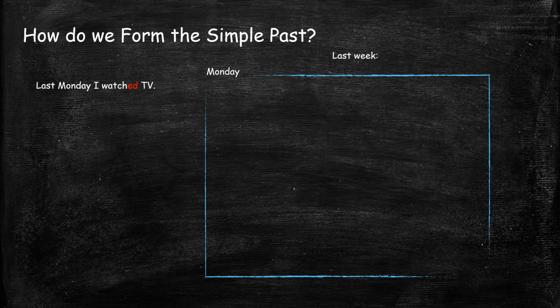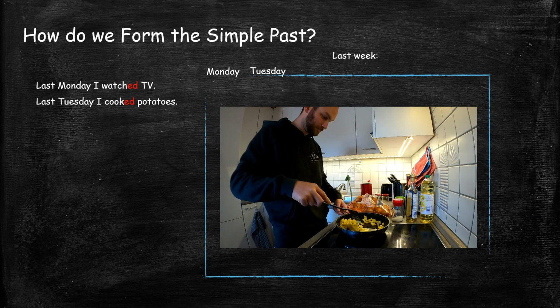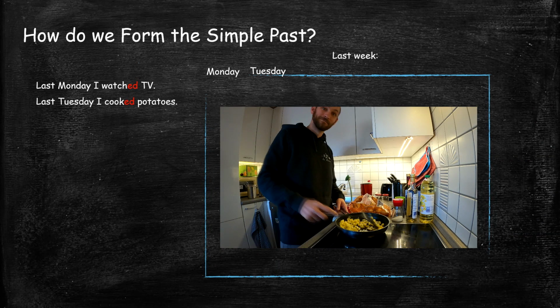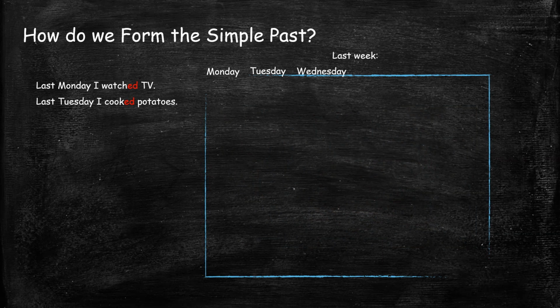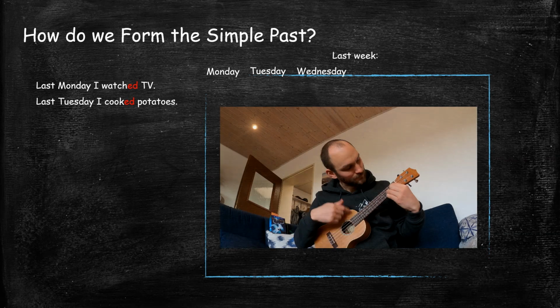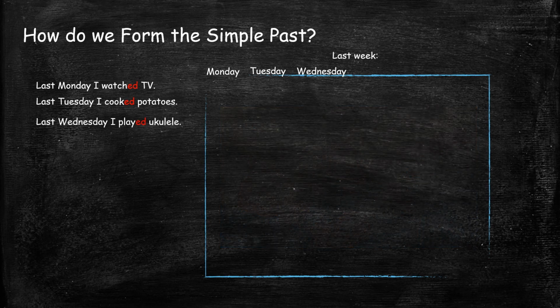Now, let's look at the next day. What did I do last Tuesday? Last Tuesday, I cooked potatoes. You see, it works in exactly the same way. The infinitive cook plus ed forms the simple past. And the same thing for last Wednesday. Last Wednesday, I played ukulele. Now we can formulate the following rule. We form the simple past by adding ed at the end of the verb.